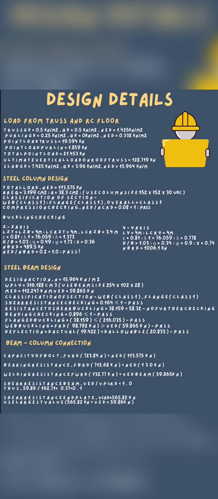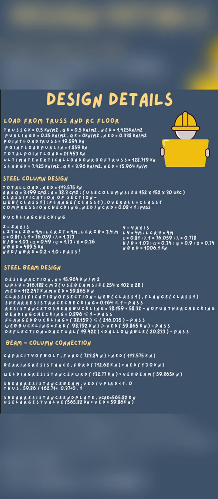The next part is steel beam design. For steel beam design, we need to determine the design action first. So we get the design action is 15.964 kilonewton meter square. From the UKB, we use the beam size 254 times 102 times 28, which is the WPLY is 316.188 centimeter cube. For the MED, we get 112.247 kilonewton meter, and the VED is 59.865.